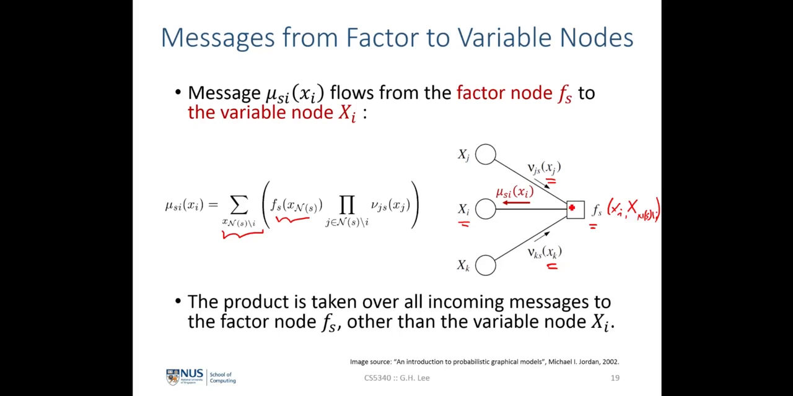So in order for the message that passes from fs to xi to consist of only xi, we would have to marginalize over all the other random variables, except for i itself, that are connected to the factor node fs.